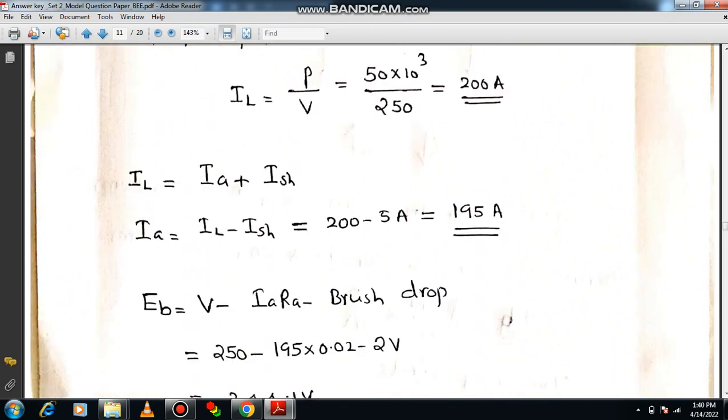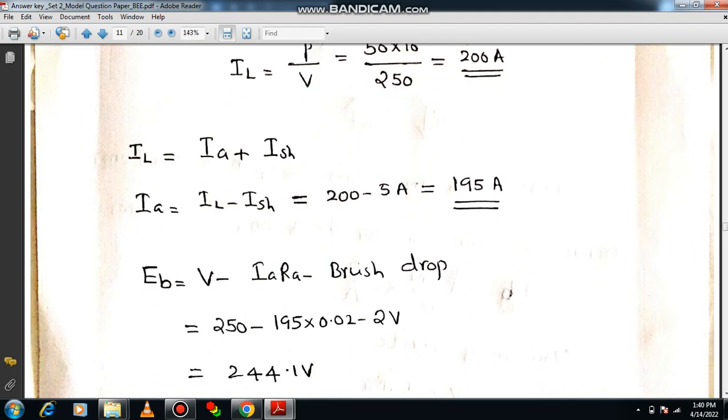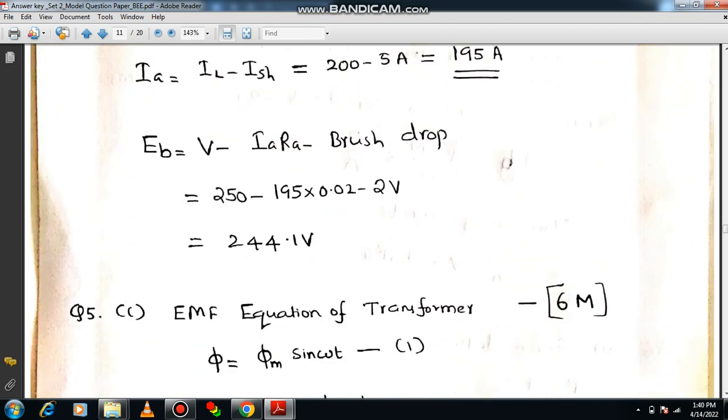In that you can compute the armature current because IL is equal to IA plus IS using KCL, and you know that the back EMF of a motor can be written as V minus IaRa, where V is the terminal voltage. And don't forget to add the brush drop. For one brush it is 1 volt drop. There are 2 brushes, altogether it is 2 volt.